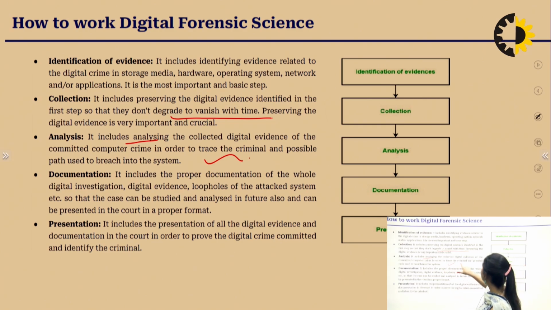So that you can trace the criminal and identify possible paths used to breach into the system. Documentation: whatever investigation we have done and the conclusions we have, we are going to decipher the main culprit using that and document it so that in any court of law you can produce it also. So it includes the proper documentation of the whole digital investigation, digital evidence, loopholes of the attack system, etc., so that the case can be studied and analyzed in future also and can be presented in court in proper format.